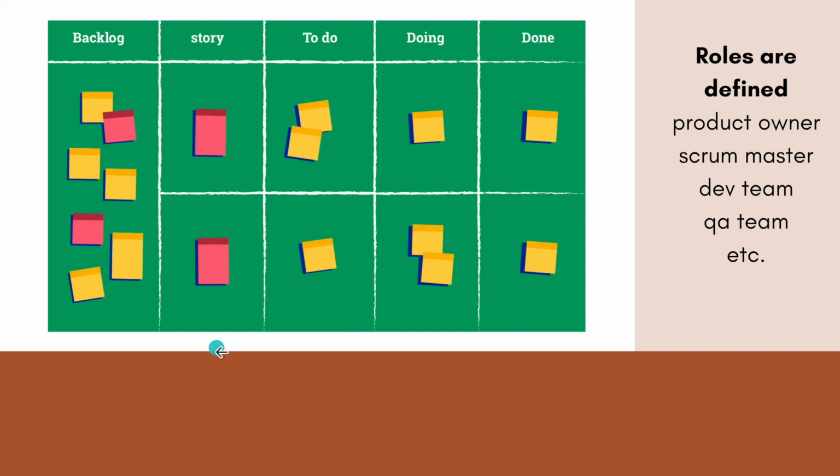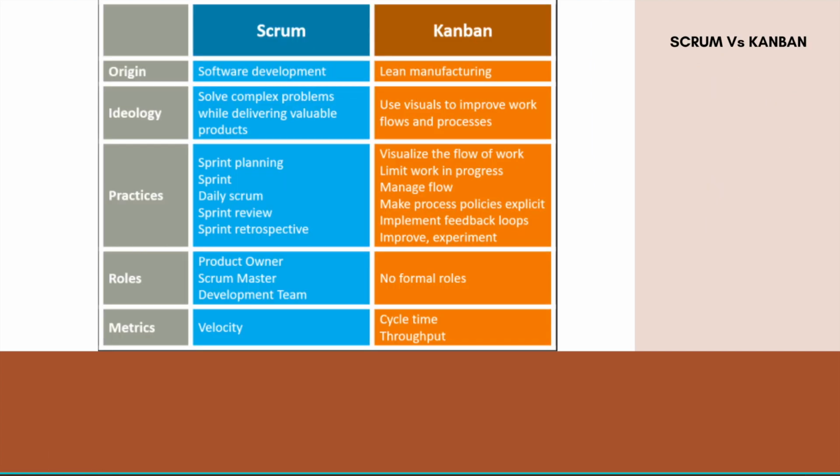Now in Agile we also have two models. One is Scrum and the other is Kanban. So this is Kanban and this is Scrum. Two models are there which we can follow. I'll come to that one by one.